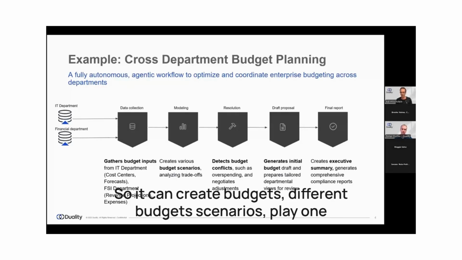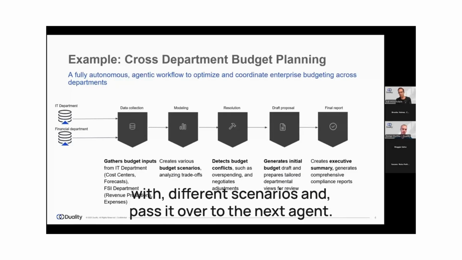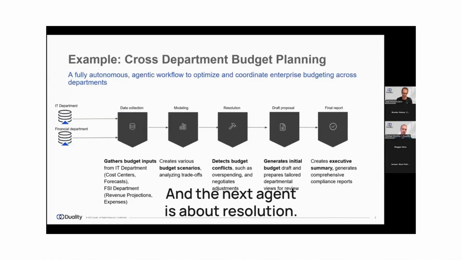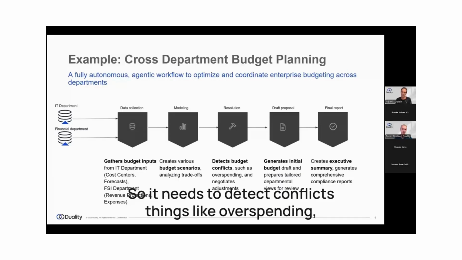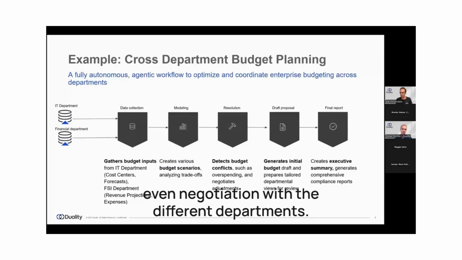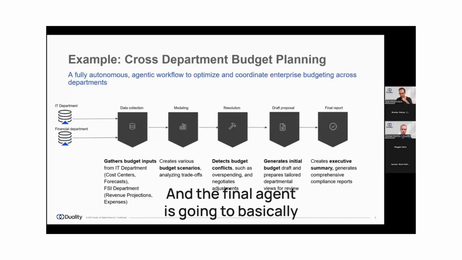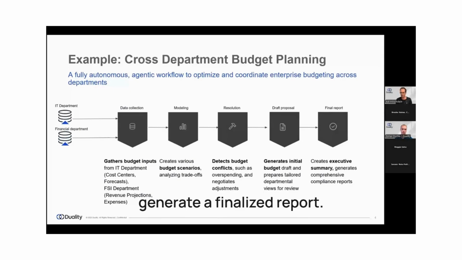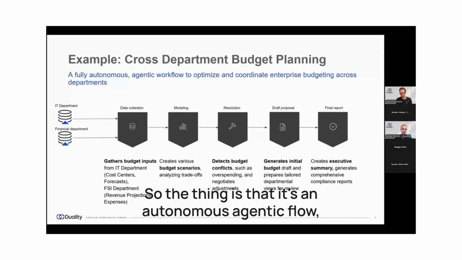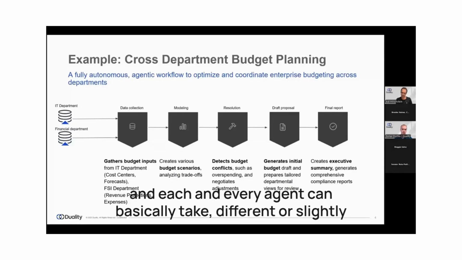So it can create budgets, different budget scenarios, play around with different scenarios, and pass it over to the next agent. And the next agent is about resolution. So it needs to detect conflicts, things like overspending, even negotiation with the different departments. And that goes on to the next one, which is going to generate a draft. And the final agent is going to basically generate a finalized report.